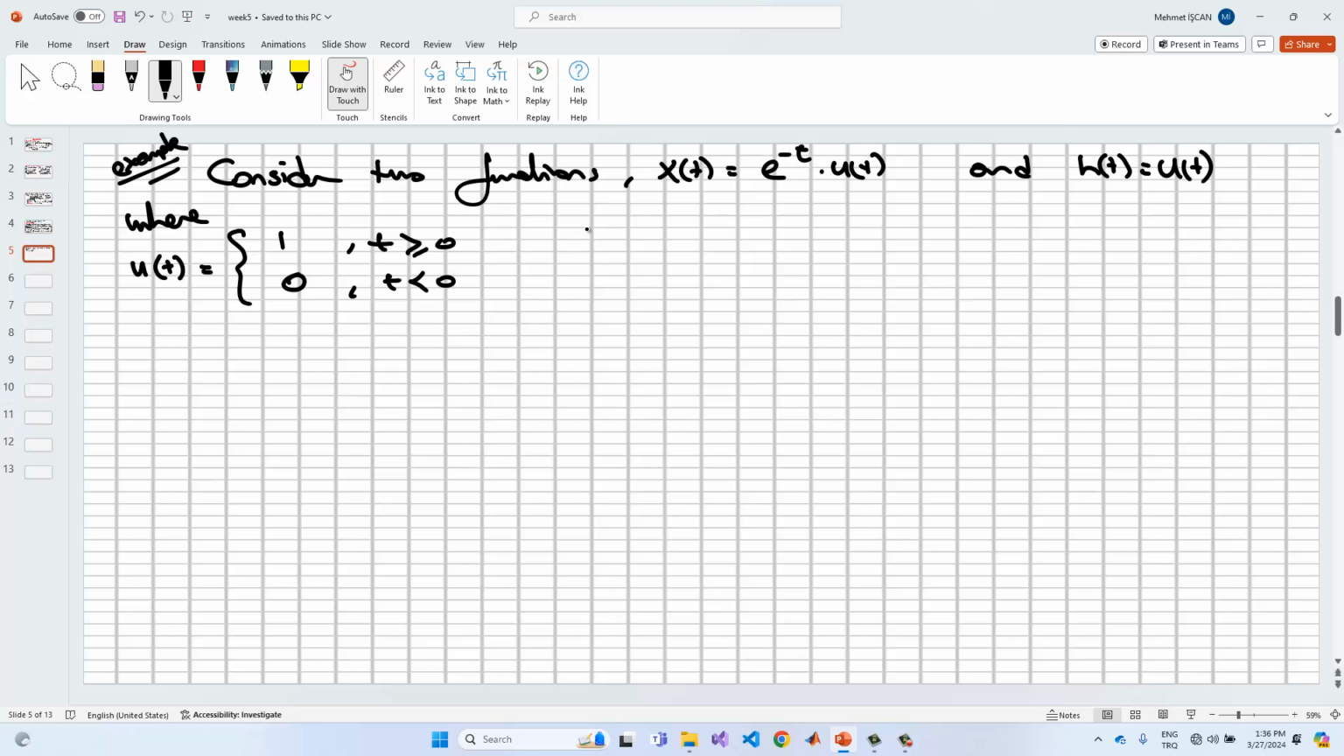Our question is: find the convolution of these two signals. The solution is simple. We just use the convolution integral.